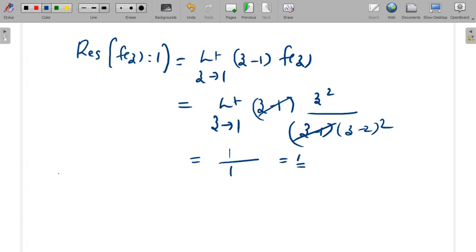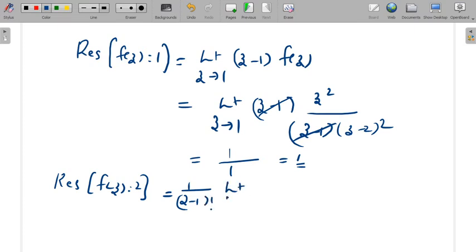Now when you come to the other singular point, its order is 2. So the formula changes. We should write this is 1 by 2 minus 1 factorial. Limit z tends to 2. This 2 stands for the order of the pole. The order is 2. So 2 minus 1 factorial. This 2 stands for the singular point 2. Limit z tends to a. So limit z tends to 2.